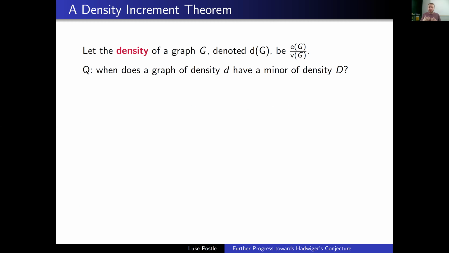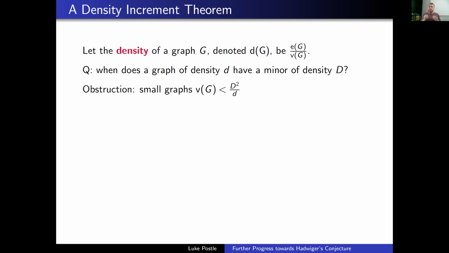This would be useful. Maybe we're trying to T color so we know we have density T, but if we could get up to T root log T using Kostochka and Thomason, then we could convert that to a K_T minor. So increasing the density would be a nice goal. But is there some obstruction to this? Well, yeah, small graphs come up again, right?